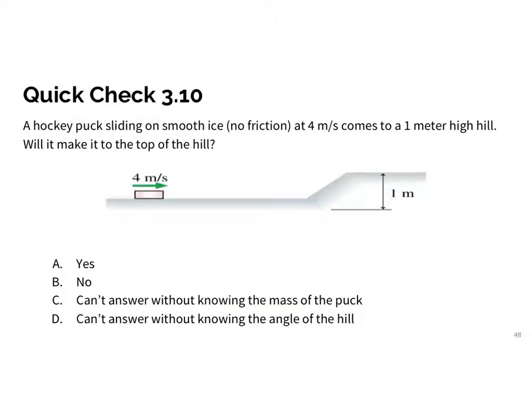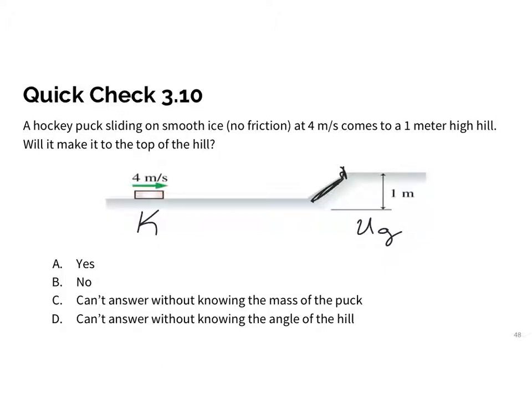All right, another quick check. A hockey puck sliding on smooth ice has no friction. At 4 meters per second, it comes to a 1 meter high hill. Can it make it to the top? Well, that means it has kinetic energy, and at this point, it needs to have potential energy. The question is, before we had to figure out, well, what's the acceleration on the hill? And then as I go up the hill, it slows down. Would I still have velocity at the top?